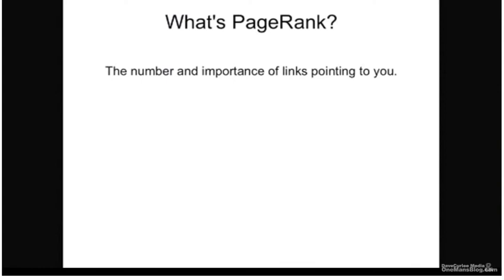PageRank at a 50,000-foot view is this. It's the number of people that link to you and how important those links are. So one of my favorite examples, suppose you have a buddy from college, right? And you have a blog and he has a blog. Suppose you've got 10 links pointing to your blog and your buddy has 20 links pointing to his. Who has more PageRank?